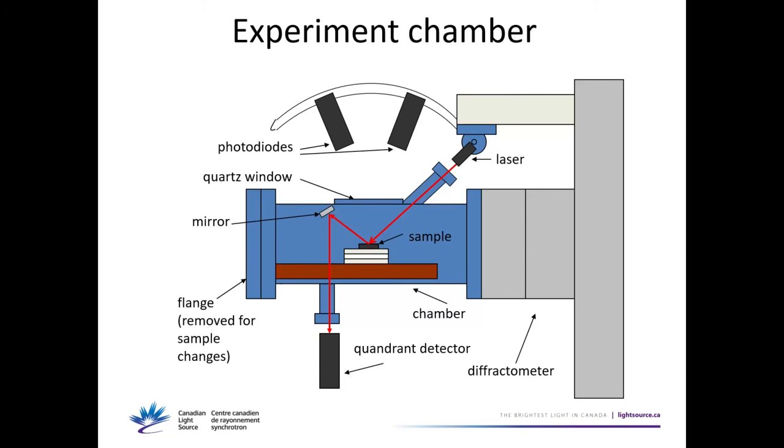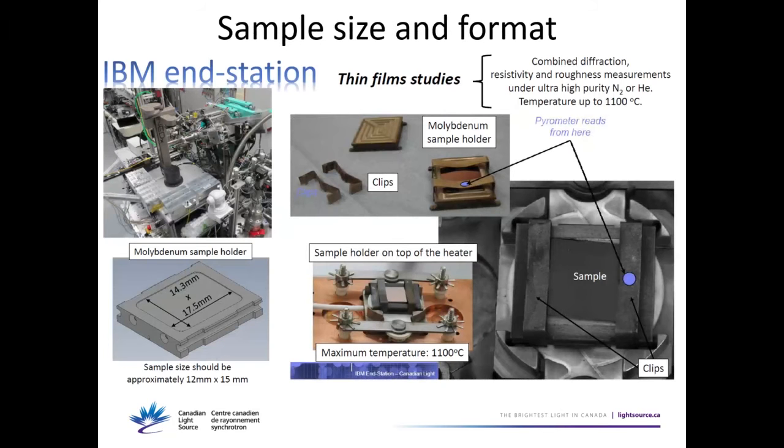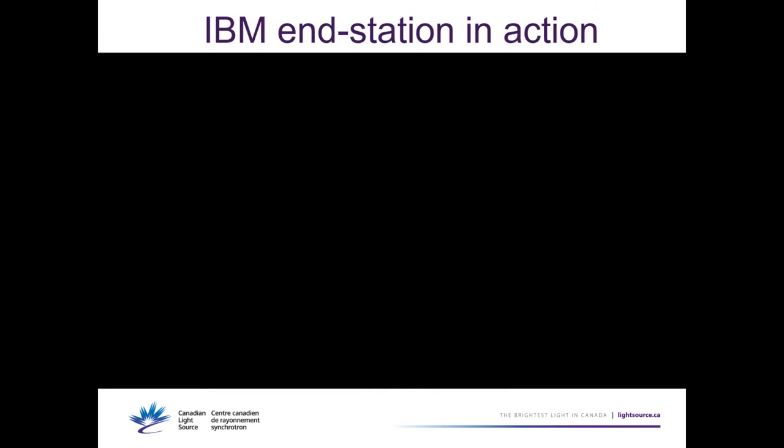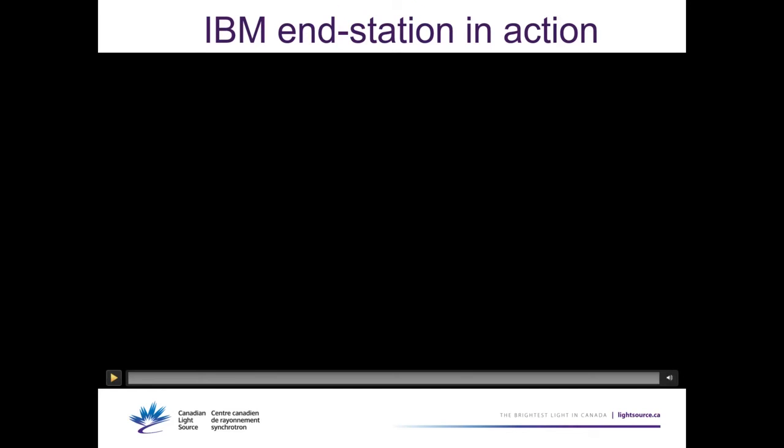And it's sitting on a diffractometer. And this is how the sample holder looks. So we put samples, usually zinc, silicon, or germanium substrates, and then zinc films on top. And this is a video, so hopefully it will work, and you can see how this station works. And this is a station open to users with applications that are compatible with this.